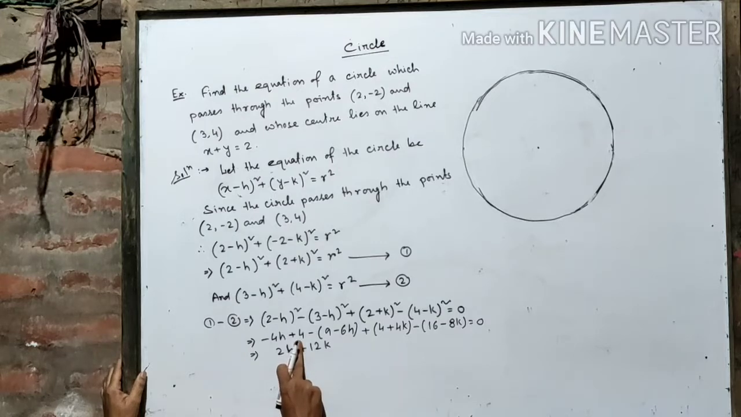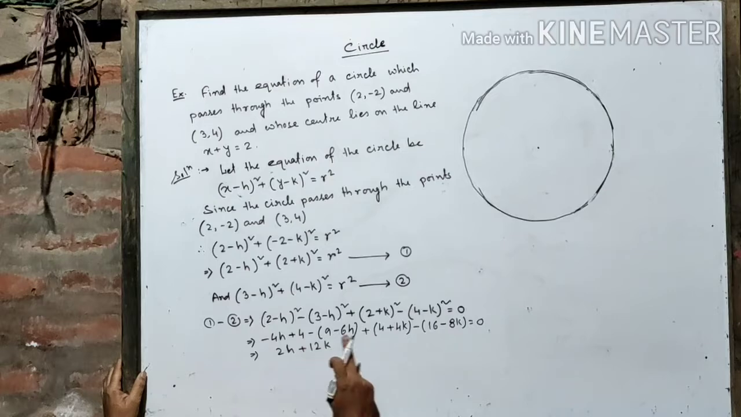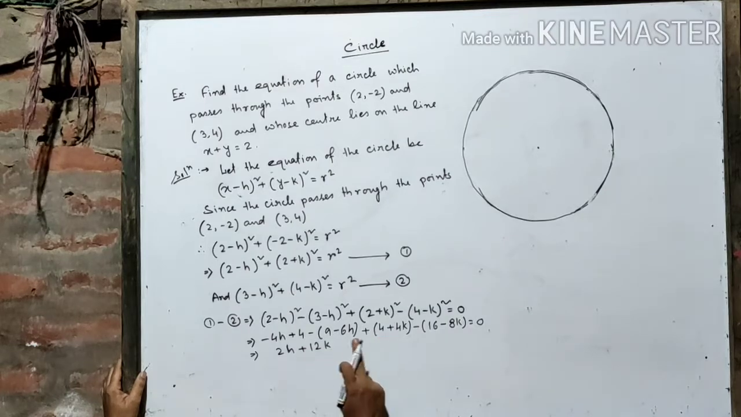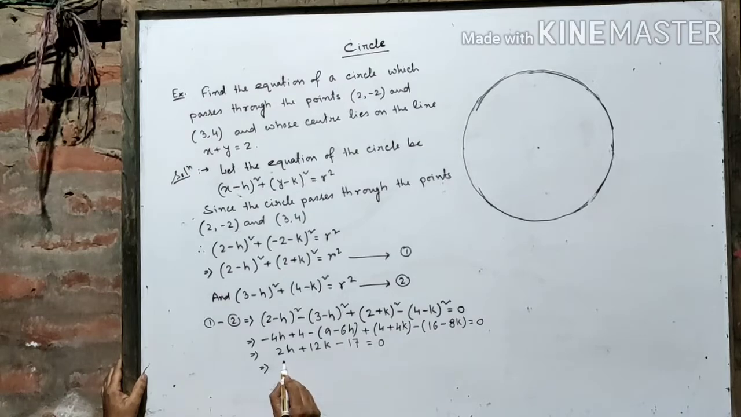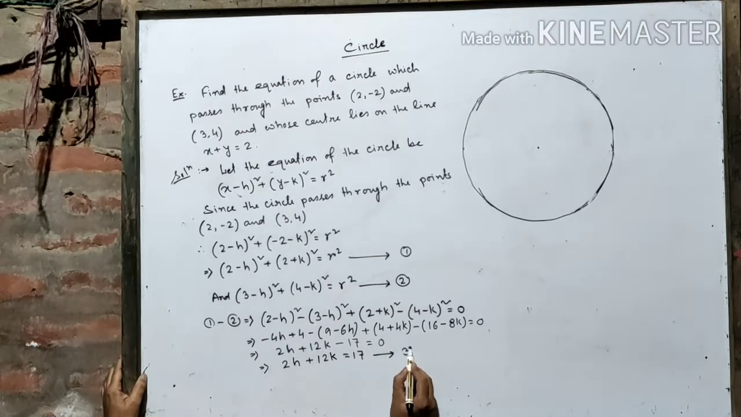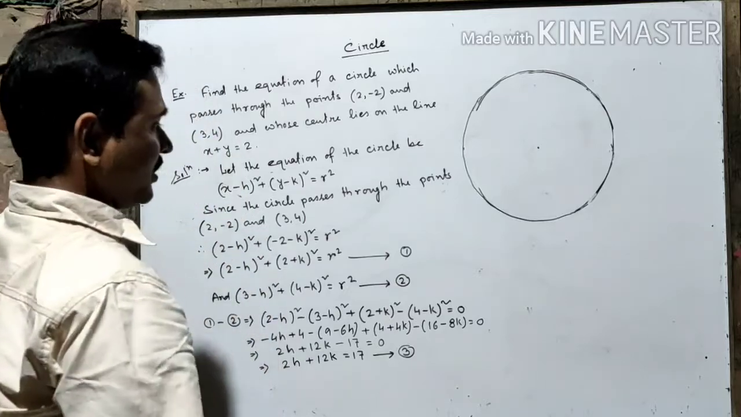Then 4 minus 9 minus 5, 4 plus 4 is 8, and minus 9 minus 16 is 25. So 8 minus 25 is minus 70 is equal to 0. This implies twice h plus 12k is equal to 70. Suppose this is equation number 3.